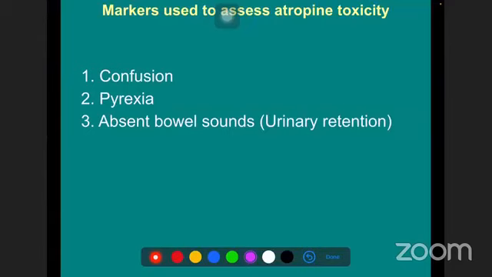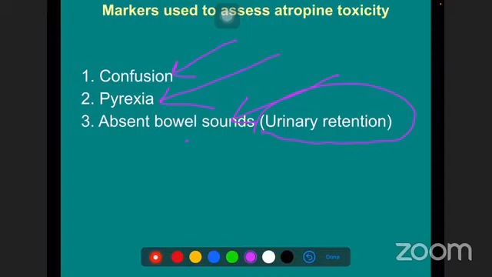So in that case what occurs? There occurs confusion, pyrexia, there is rise of temperature, absent bowel sound and urinary retention. Actually urinary retention is not there, since we give a catheter. Absent bowel sound, so if the bowel sound is absent, the patient has fever and the patient is behaving madly, 4-5 people are holding the hands, in that case we should think that there is atropine toxicity.